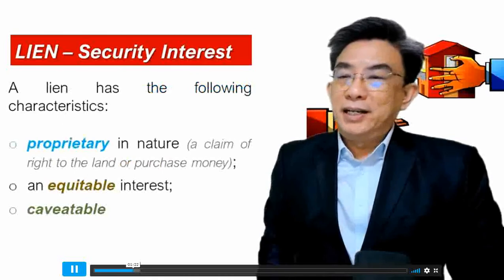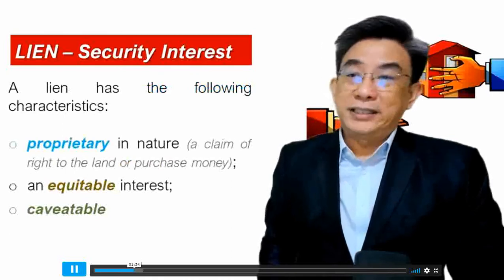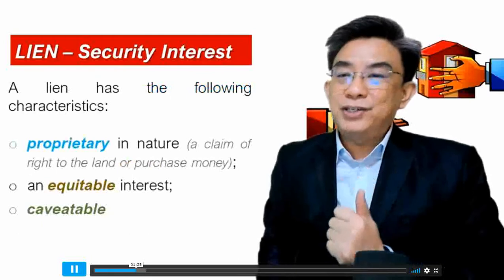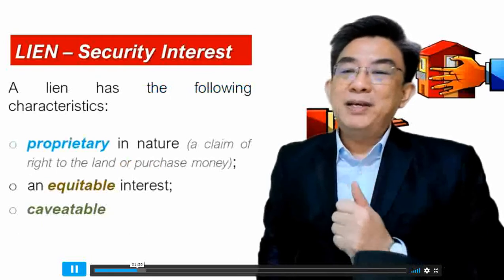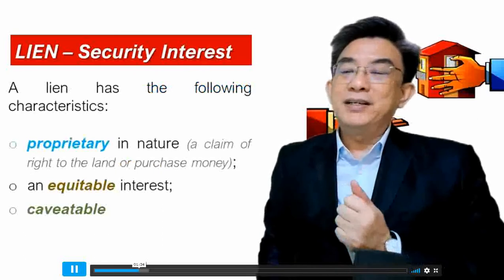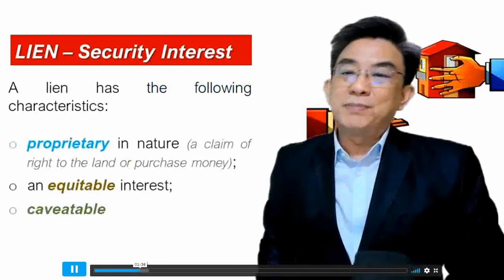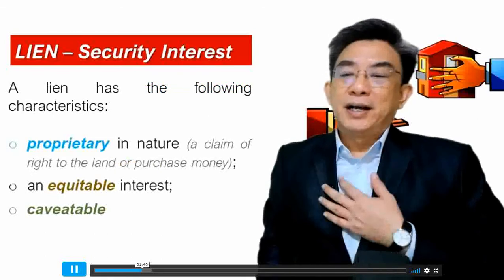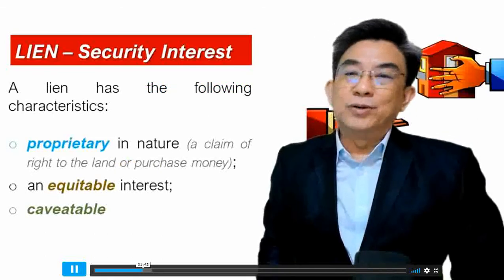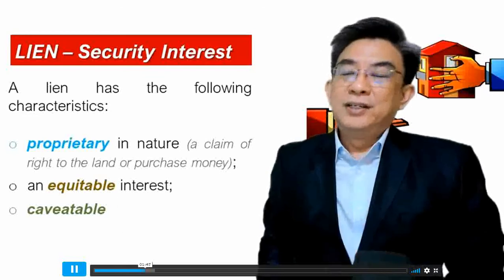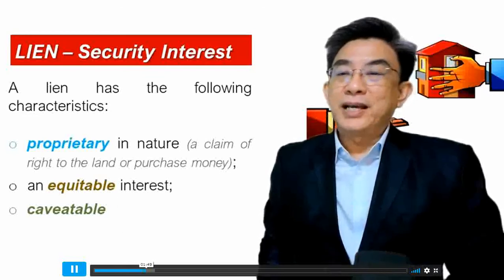Now, a lien has the following characteristics. Number one, it is a land right. It is proprietary in nature. It's claiming an interest over the land or claiming the purchase money. It is equitable in nature because having that right does not make you the owner, and you can only protect your interest by using a caveat.